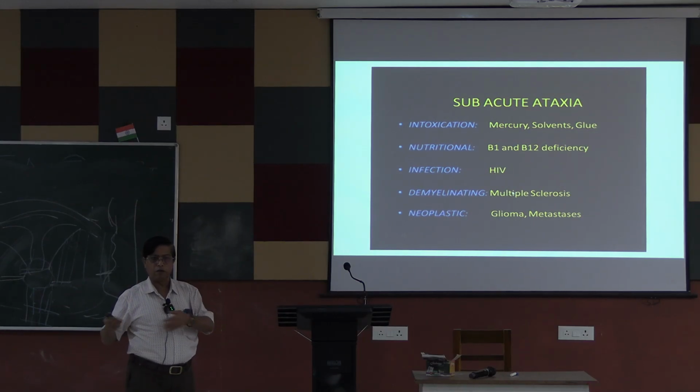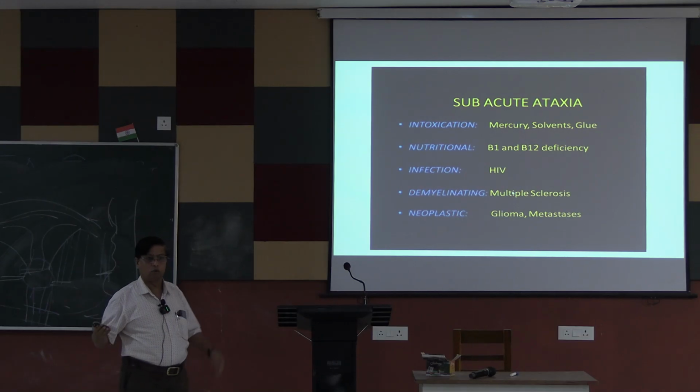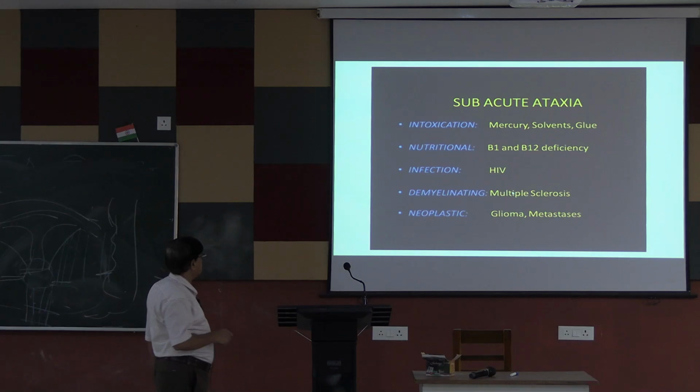There is exaggerated knee jerk, plantar extensor, high stepping gait, ataxia, etc. and features of other vitamin B12 deficiency are also there. You know that megaloblastic anemia and all are there. So this thing is important.